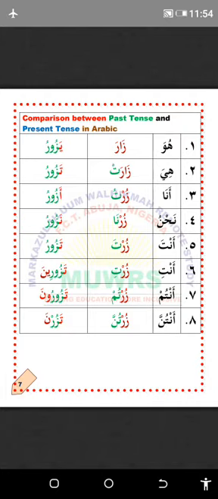Number 6. Anti, you, representing a single female person. Zurti, you have visited or you visited. Tazurina, you are visiting or you visit. Number 7. Antum, all of you, referring to a group of male persons. Zurtum, you all visited. Tazuruna, you all visit. Number 8. Antunna, all of you, referring to a group of female persons. Zurtunna, you all visited. Tazurna, you all visit.